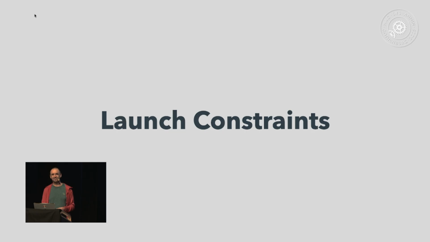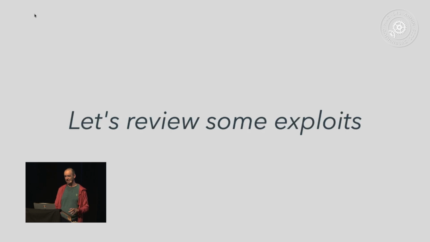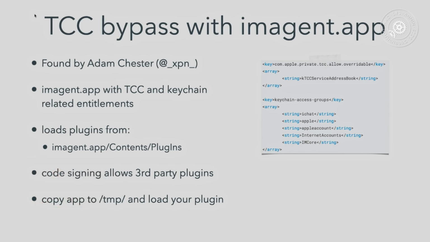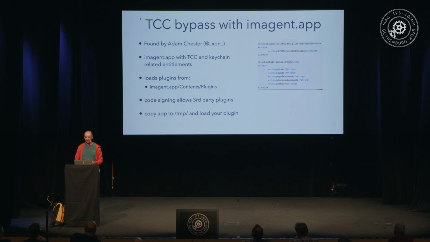Launch constraints, my favorite. Two years ago, I did a whole talk about this, so just a short recap on why it was introduced. So let's quickly review two exploits or vulnerabilities. There was a TCC bypass in the iMagent app. Basically, this is a built-in application with some keychain and TCC access, so your contacts and some keychain groups.